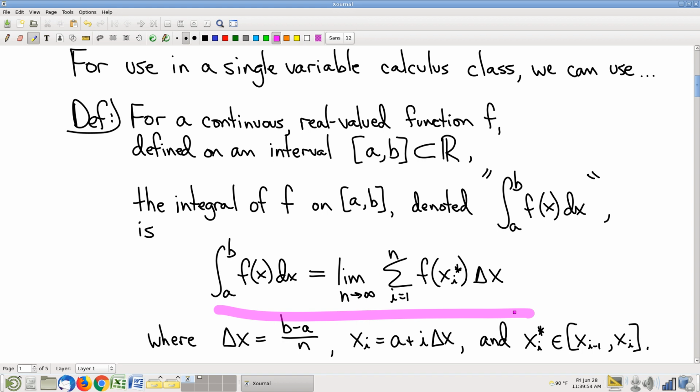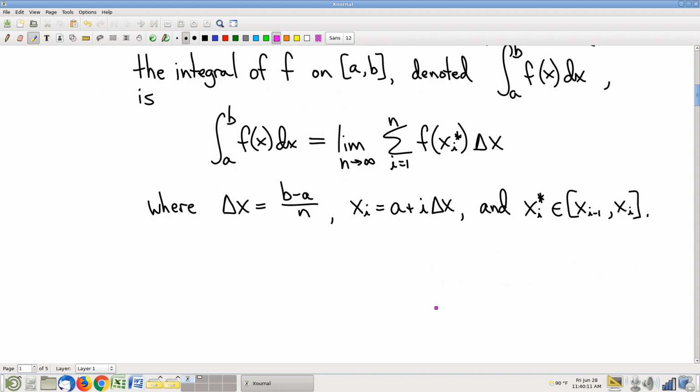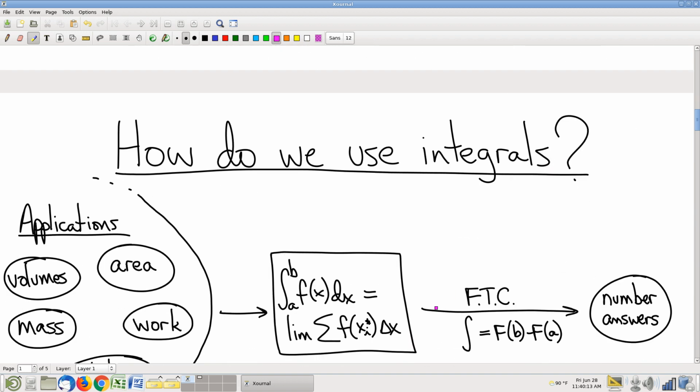And one of the problems with this definition is it's kind of hard to relate to. You look at how this is written down. This is a funny-looking algebraic expression. Where's the relatability? Where's the satisfaction? What does this do for us? Common question. So, how do we use integrals?